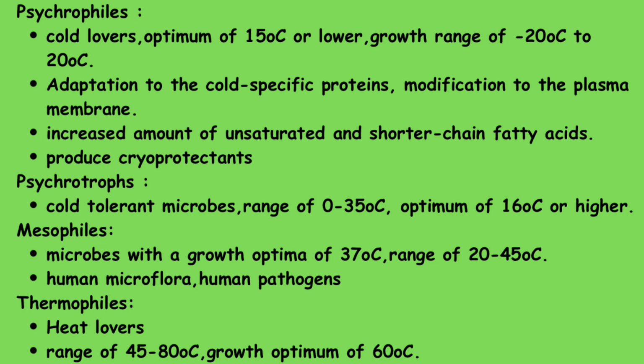Okay. Then there are psychrotrophs. The psychrotrophs are cold tolerant microbes. Their growth range is 0 to 35 degrees Celsius and their optimum temperature is 16 degrees Celsius or higher. Then mesophiles. Mesophiles have a growth optimum of 37 degrees Celsius and a growth range of 20 to 45 degrees Celsius. Almost all of the human microflora comes under this category, and also all the human pathogens.